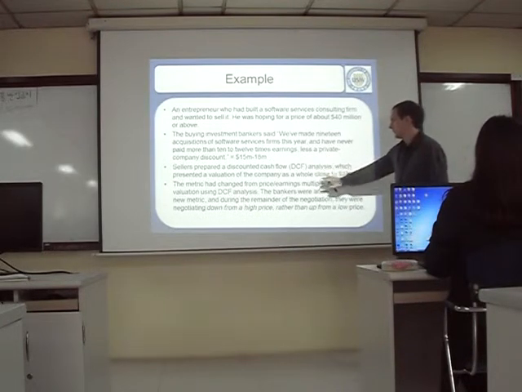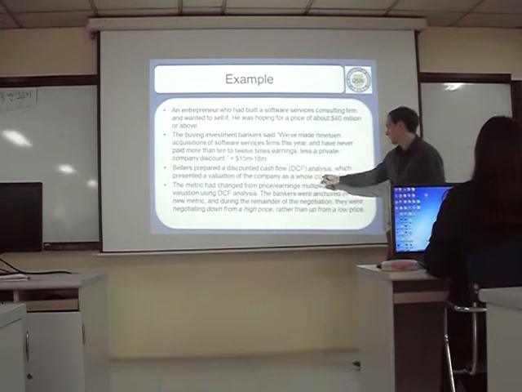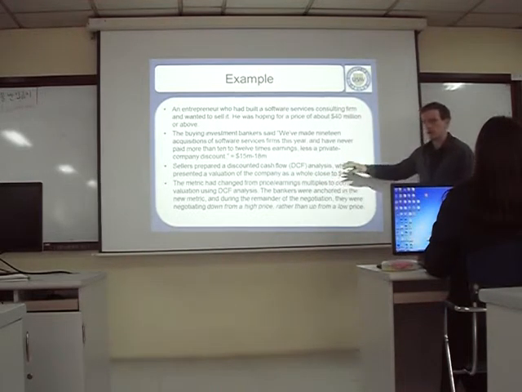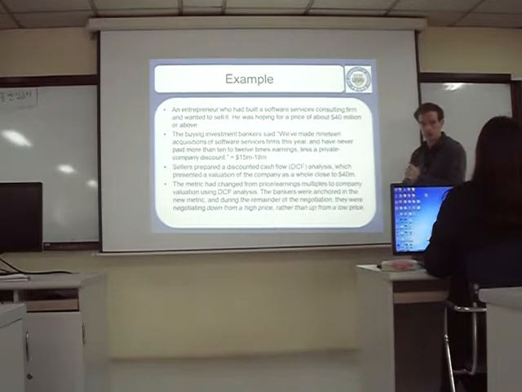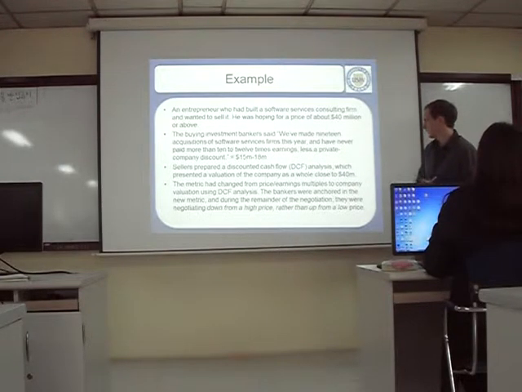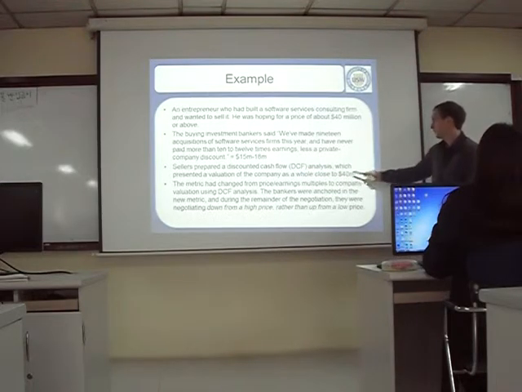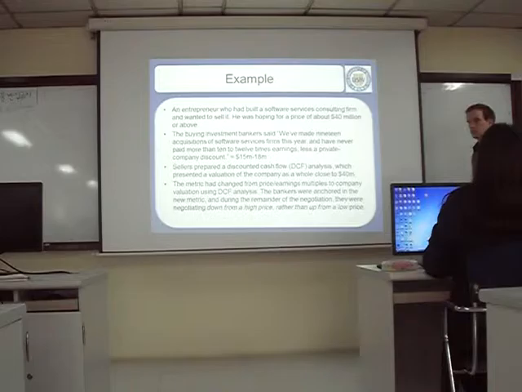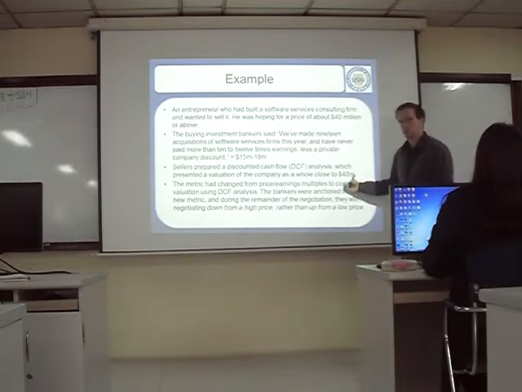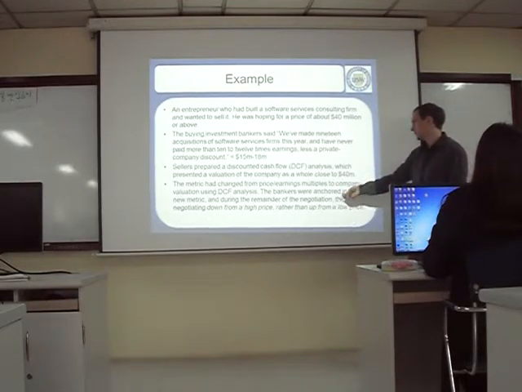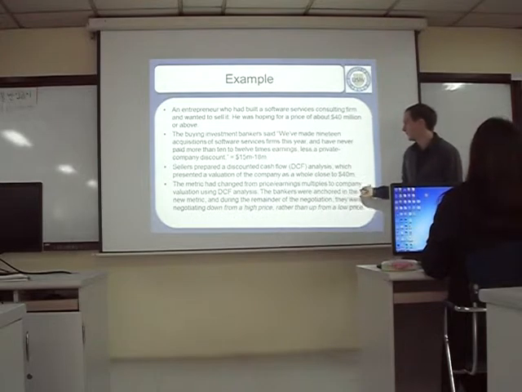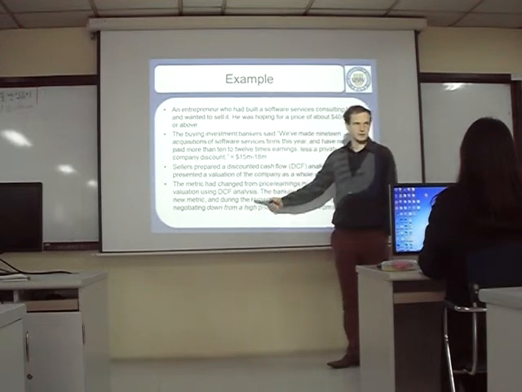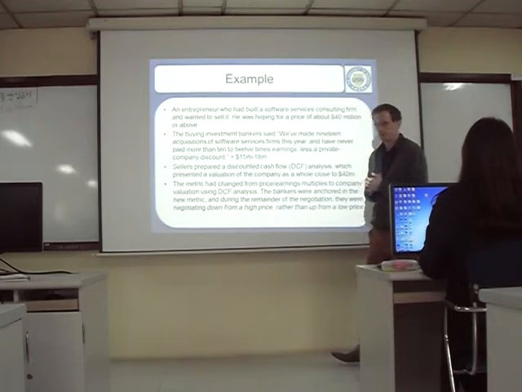So that's a metric. But the sellers prepared the discounted cash flow analysis. If you studied financial management, then you studied the discounted cash flow, right? So this is changing the metric. They made a valuation of the company close to 40 million. So the discounted cash flow for the next 10 years equals this value. The company is going to grow and grow and grow, right? So a different metric. Do you understand this idea? So you change the information. The metric changed from price to earnings to discounted cash flow analysis. So we changed the way of calculating the price, the metric.